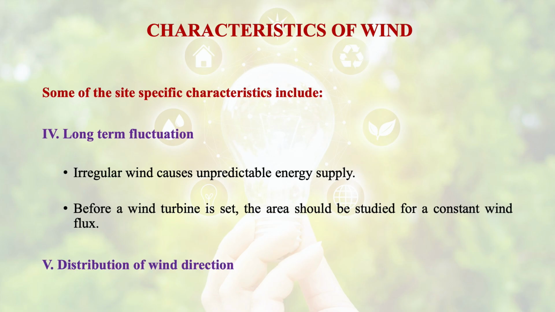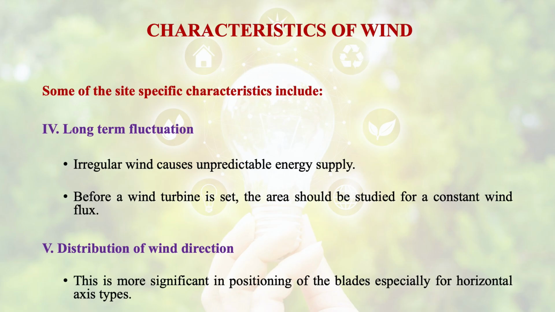Then comes the distribution of wind direction. It is more significant in positioning of the blades, especially for horizontal axis types, that in which direction the distribution of the wind is moved.